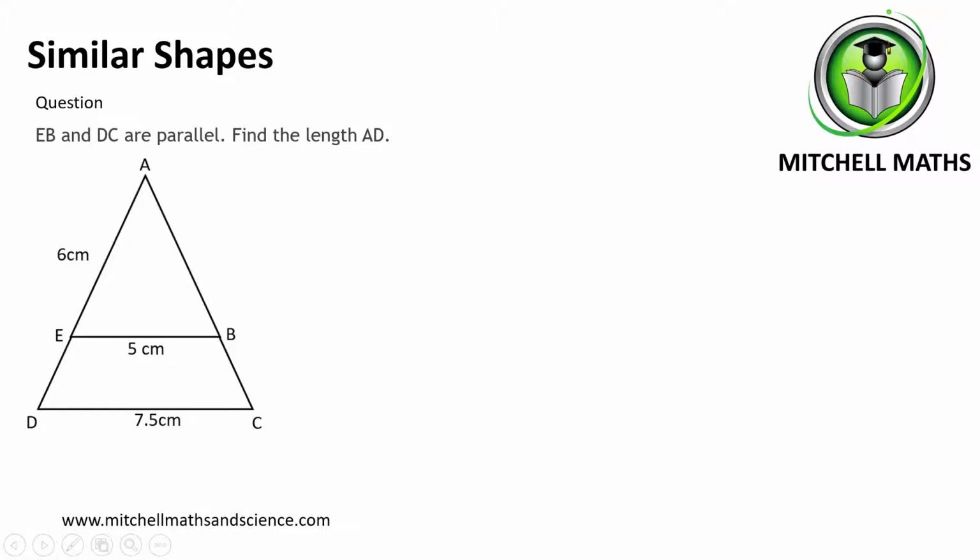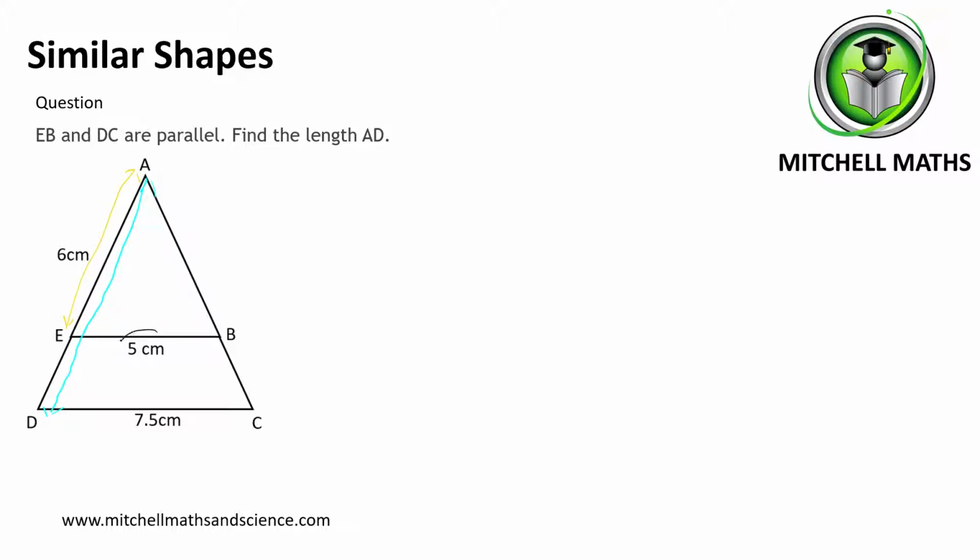Next question. AB and DC are parallel. Find the length of AD. And this type of question is where you've got a smaller shape within a larger shape. Now, in this question, we've got the length AD, so it's from A to D. And that's going to be proportional to the side A to E. So those two lengths are going to be proportional to each other.